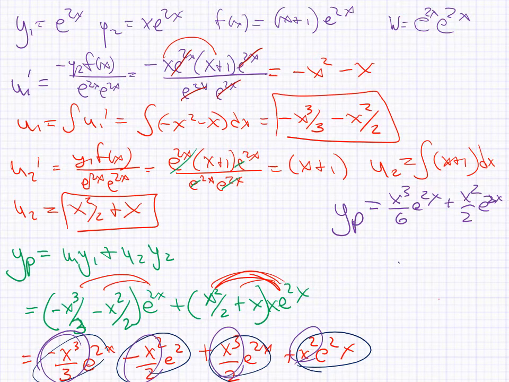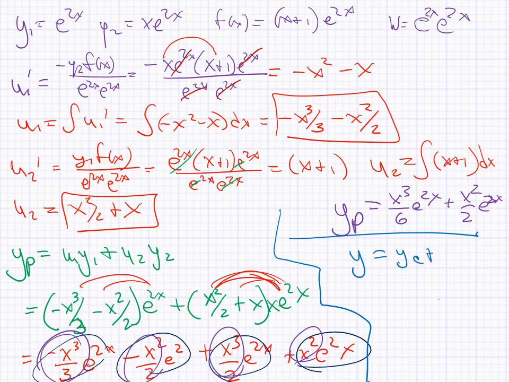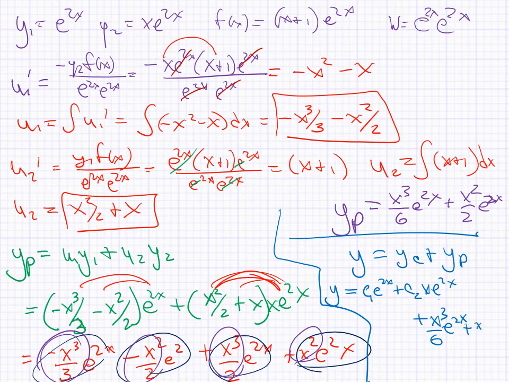All right, great. Let's finally solve the non-homogeneous. Well, the solution to the non-homogeneous is y sub c plus y sub p. So that's the full general solution. So that would be y equals, let's see if I have enough room to fit this in, c1 e to the 2x plus c2 x e to the 2x plus x cubed over 6 e to the 2x plus x squared over 2 e to the 2x. And that whole thing would solve the original non-homogeneous linear differential equation.